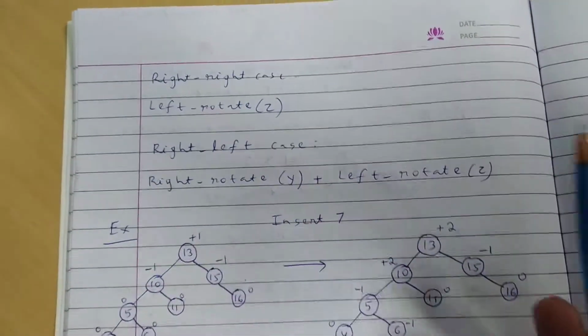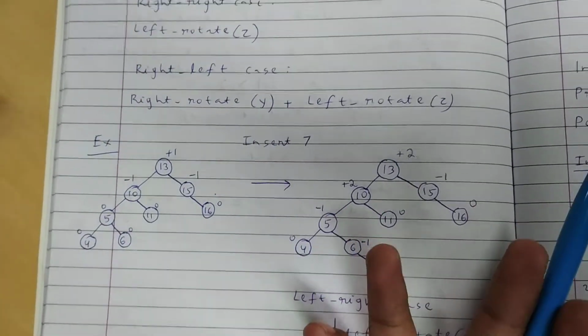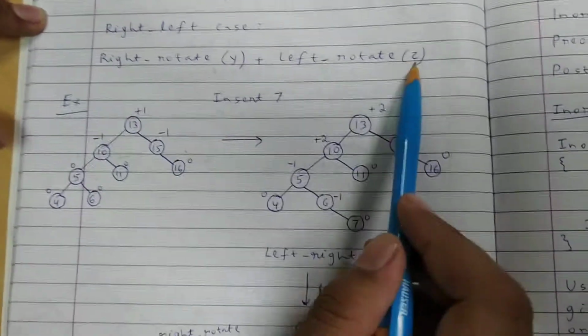The right case is just the mirror of the left case. We only have to perform one left rotate of Z. The right-left case is the mirror of the left-right case. We have to perform right rotate Y, and after that, left rotate Z.